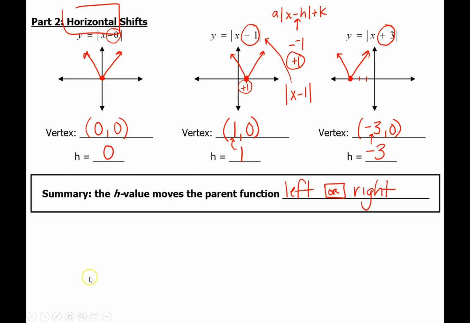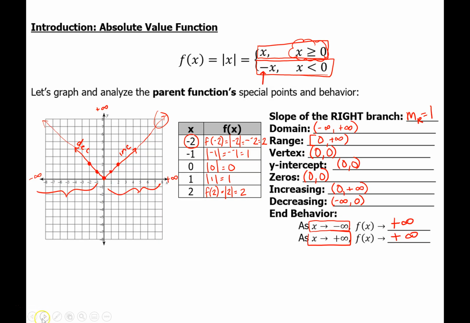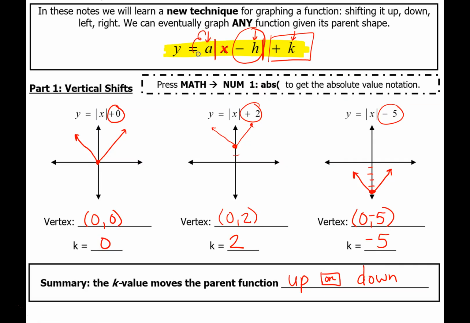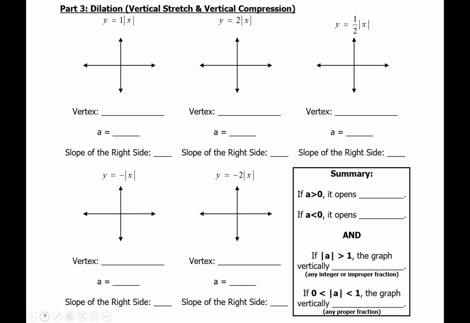Okay, so the last value that we need to talk about is this a value here. Notice that the a value is being multiplied out front. It's different from the k, which is always going to have an addition or subtraction sign. Whenever we have an a value, it's going to be a times the absolute value bar quantity. So let's look at several examples because I think dilation tends to be the hardest part for students.